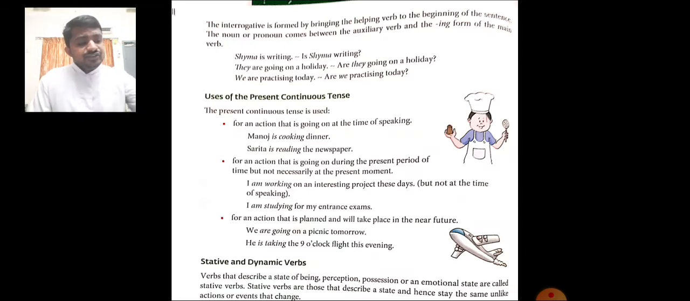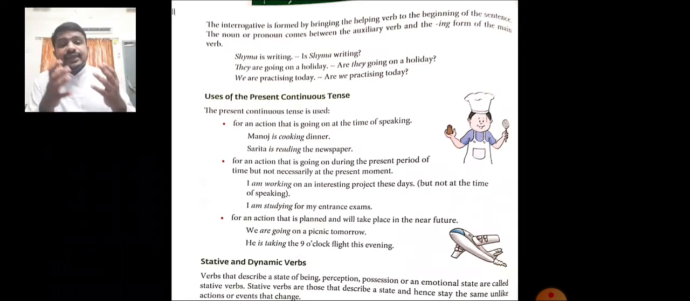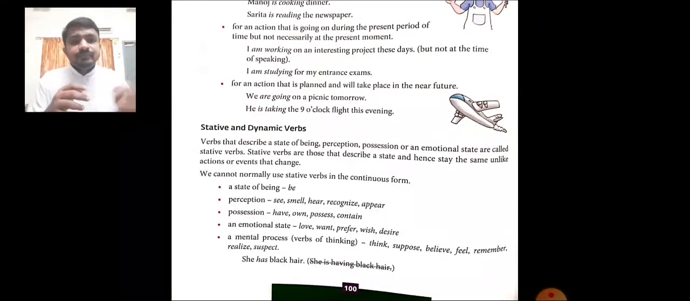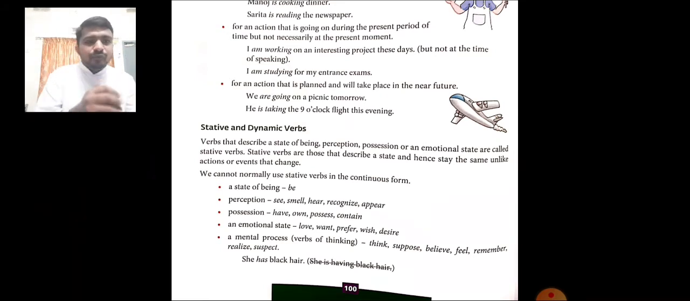Now, we need to see what I mean by the dynamic and stative verbs. From the words itself, stative and dynamic, you can understand what the categories of these verbs are. First we shall see stative verbs. The definition first we shall see. Verbs that describe a state of being, perception, possession, or an emotional state are called stative verbs. Stative means the verbs that describe a state, that means it will not be moving.